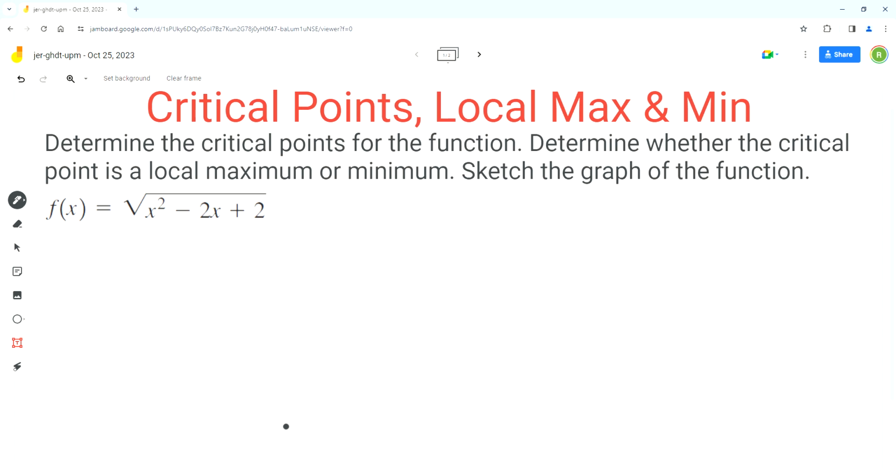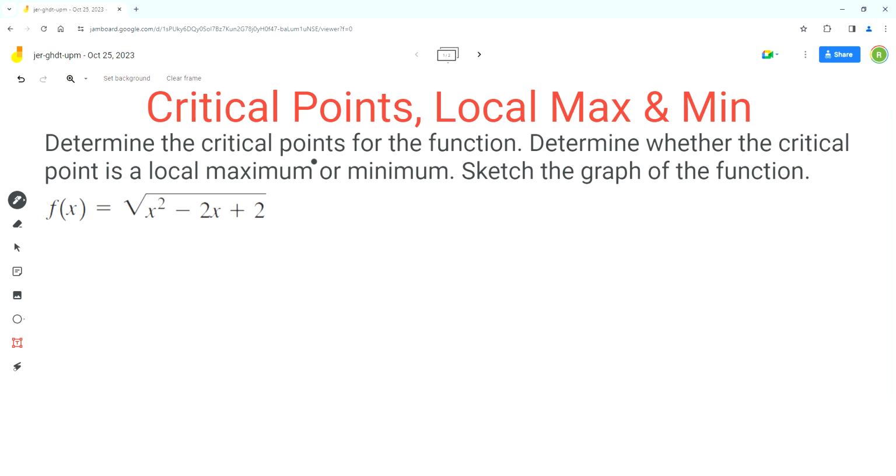So in this video, we'll solve this problem using the concepts of derivatives. So as per the problem, determine the critical points for the function, determine whether the critical point is a local maximum or minimum, sketch the graph of the function. So let's start with finding the critical point.